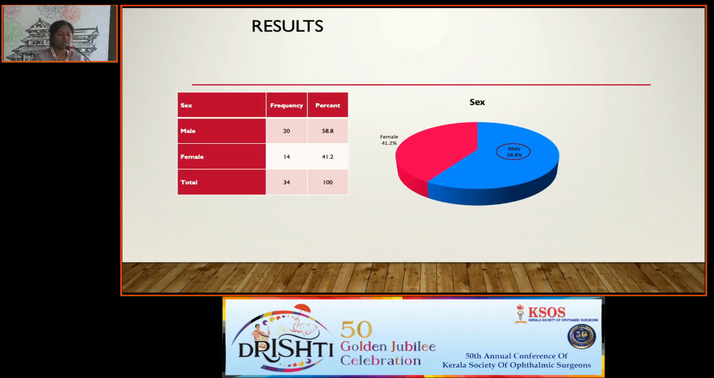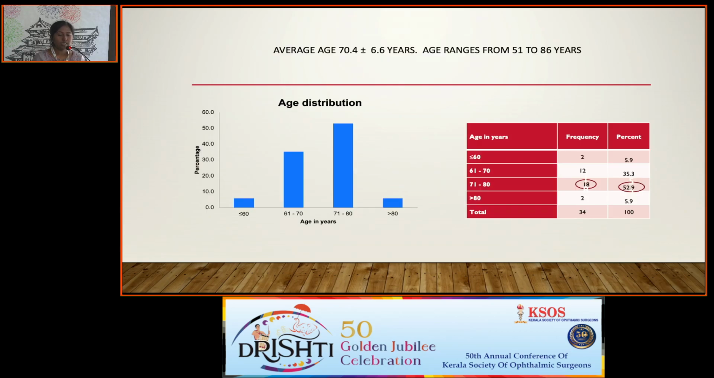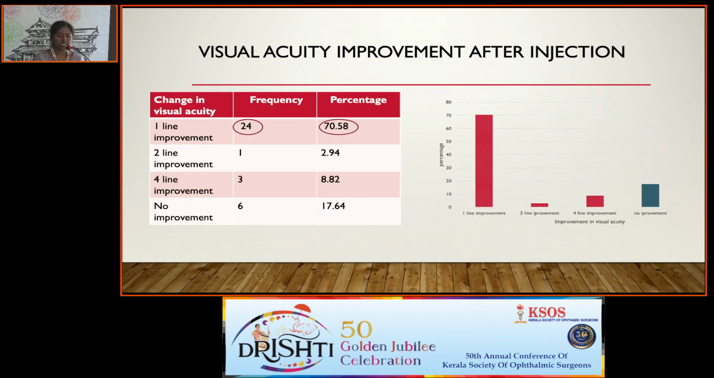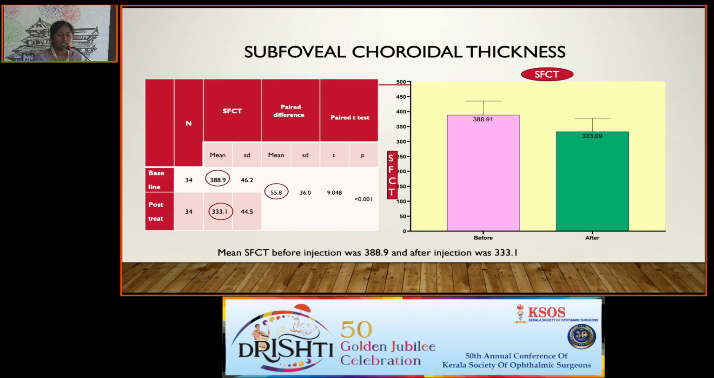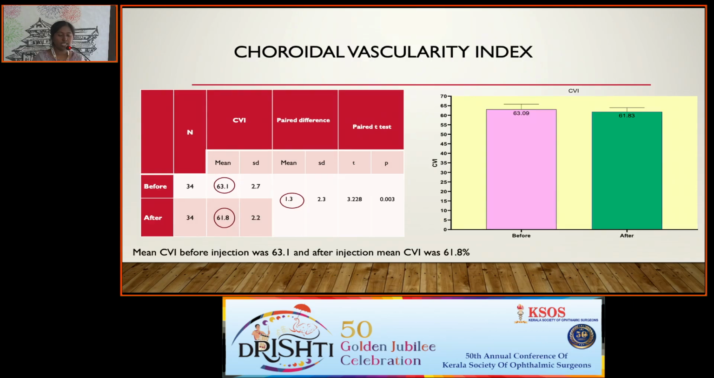Coming to the results of our study, the majority of the patients in our study group were male, and most of the patients came in the age group of 71 to 80 years. Most of the patients had one-line improvement. In our study, there was a reduction of subfoveal choroidal thickness from 388.9 to 333.1, which was statistically significant. We also obtained a reduction of choroidal vascularity index from 63.1 to 61.8, which was also statistically significant.